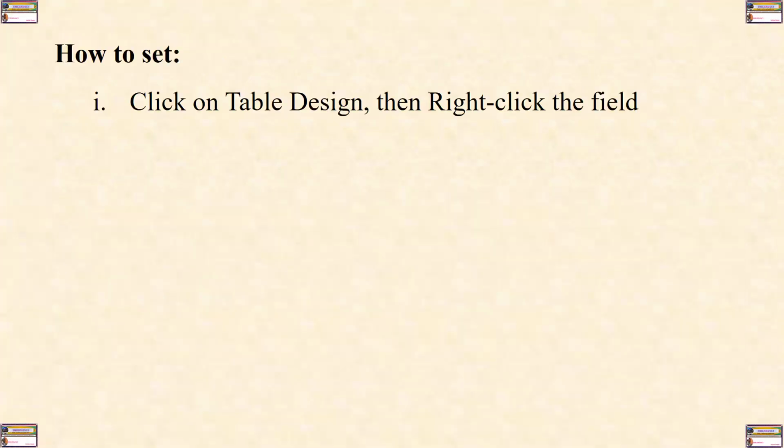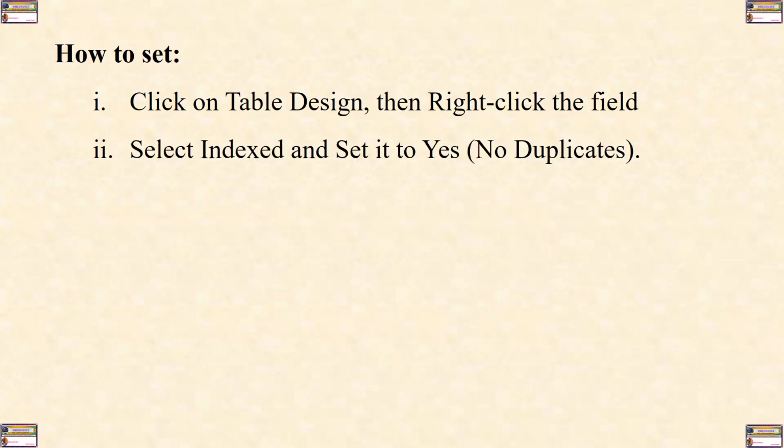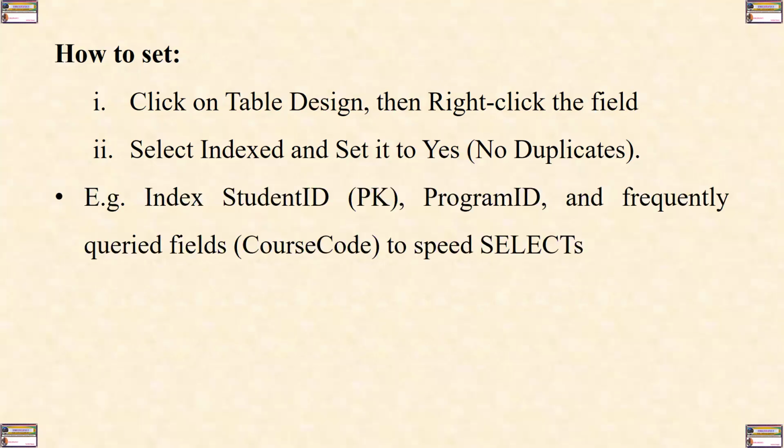How do you set the fields? To set the fields, you click on table design, then right-click the field. That is mostly the process for setting the index. So you click on table design, then right-click on the field that you want to index. You select indexed from the properties, and then you set it to yes, no duplicates.